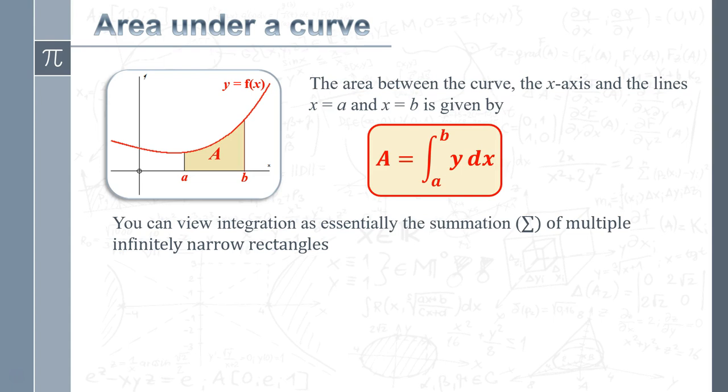Now, essentially what's going on is, remember in the last slide we talked about this incredibly tiny, thin little rectangle that was dA. This integral symbol comes from the sigma symbol, which means summation. So essentially what we're doing is adding up loads and loads, technically an infinite amount, of incredibly narrow rectangles. Imagine splitting this area into an infinite number of incredibly thin slices of rectangles. Add them all up, and that's where we get our integral from. So that's basically what we're doing.